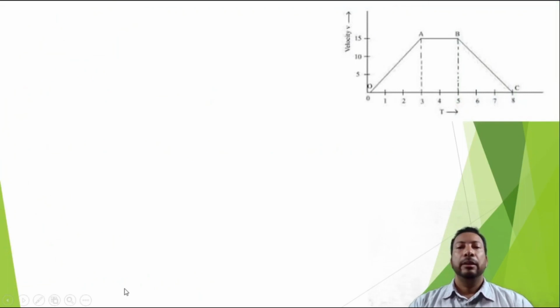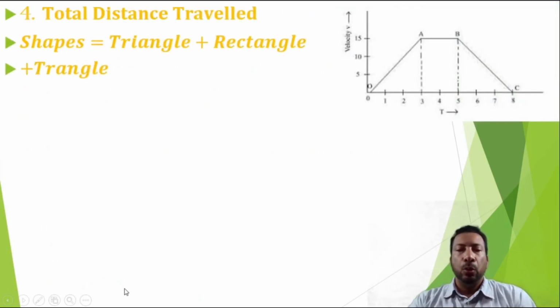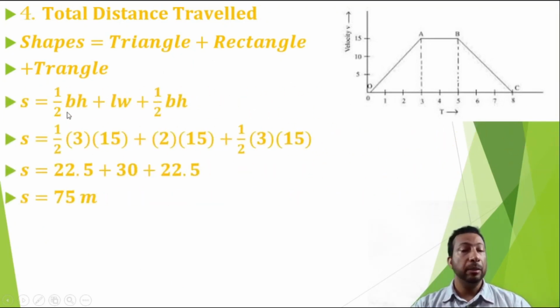Next, the total distance traveled. So let's take a look at our graph here. We can break it up into three parts. We have a triangle, we have a rectangle, and we have another triangle. So the formula for the area of a triangle is half base times height, and that of a rectangle is length times width. So in our first part of the journey, the base is 3 seconds, and the height is 15 meters per second. The rectangle now, the length and width, you could say, are 2 and 15.